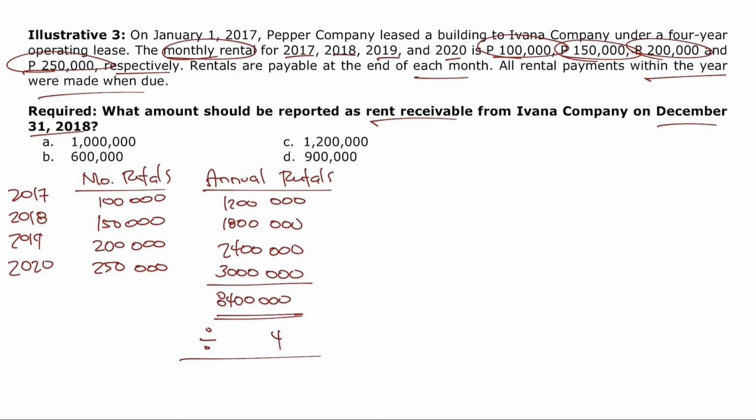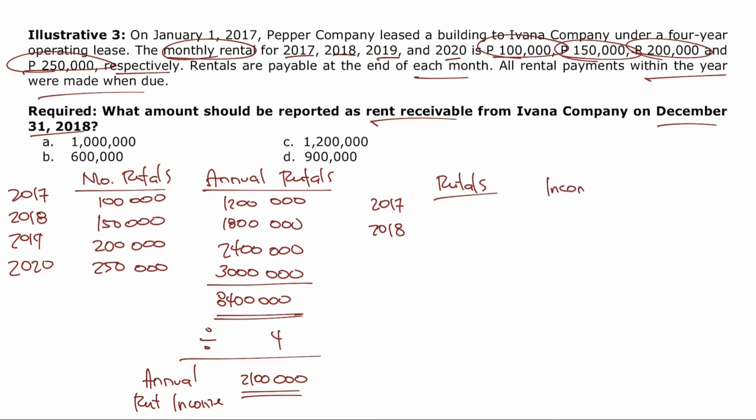I-divide natin yan by 4 years, makukuha natin yung annual rent income. Again, this will be the annual rent income of how much? This is equal to 2.1 million. Diba, ba? Ngayon, ang tinatanong is magkano ba yung rent receivable on December 31, 2018? So, lagay natin, 2017, then 2018. Rent or rentals received, then meron tayong income. Okay? Well, sa 2018 na lang. Huwag na natin yung 2017.